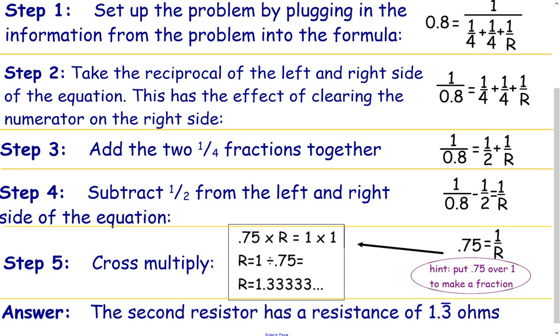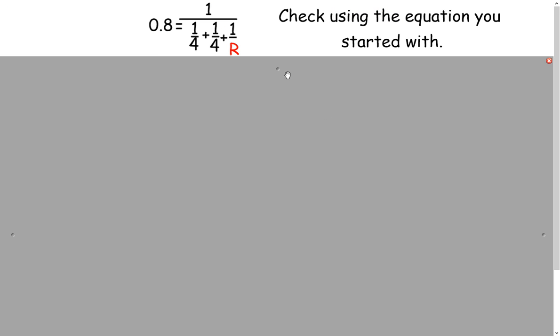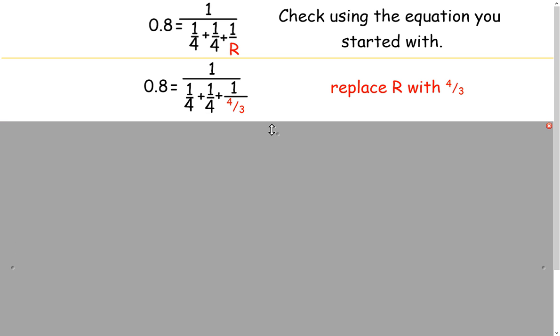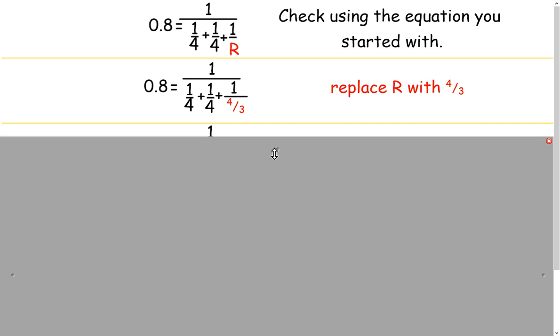So let's check our answer. Here's the equation with the 0.8 ohms as the total, the 1/4, the 1/4, and the R that was unknown. I'm going to put in 4/3, because with 1.3 repeating you have to put in enough 3's to get the exact answer, and 4/3 is exact, so it's easier to work with. But for those of you who like decimals, you could have 0.25 and 0.25 and 1.333333, and as long as you put 5 or 6 3's in there, you should be fine.